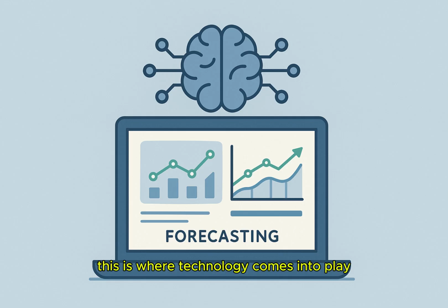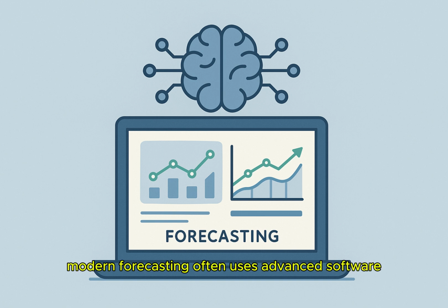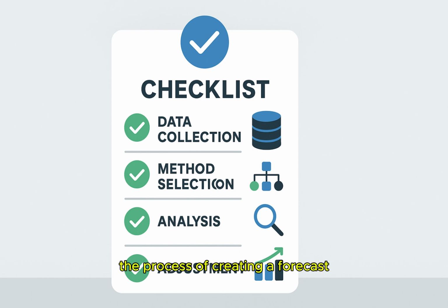This is where technology comes into play. Modern forecasting often uses advanced software that can process massive amounts of data quickly and accurately. Platforms like SAP IBP, Oracle Demantra, and AI-driven solutions like Kinaxis or O9 Solutions don't just create forecasts, they integrate with sales, inventory, and production systems to provide real-time insights. Some even run what-if simulations, allowing managers to test how different scenarios, like a price change or supply delay, might impact demand.